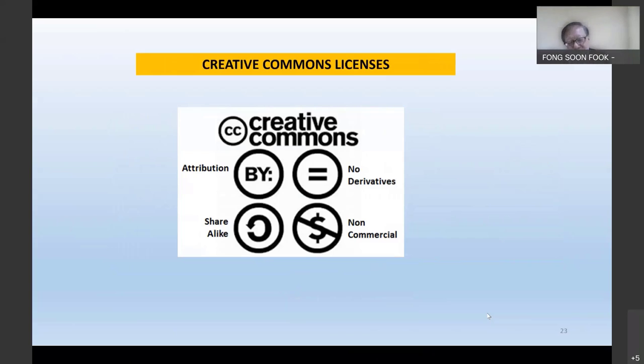BY means attribution. That means if you go anywhere and you get material you want to use, you look at the license, and then you see CC BY. It means you can use this without permission, no need to seek approval. But you must cite, you must give a citation of where you get it from. Which is quite normal for academics, isn't it?